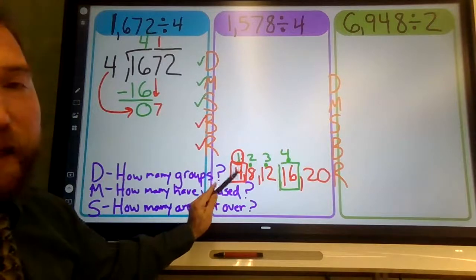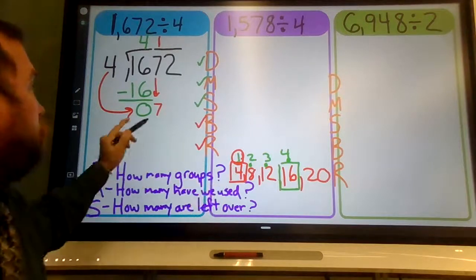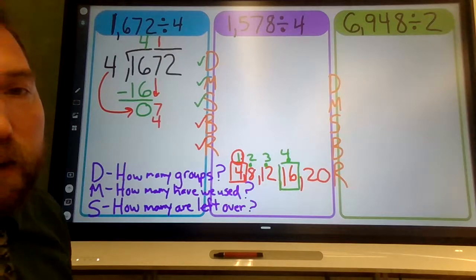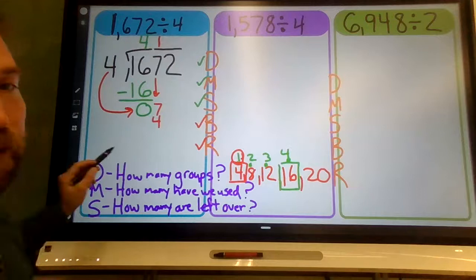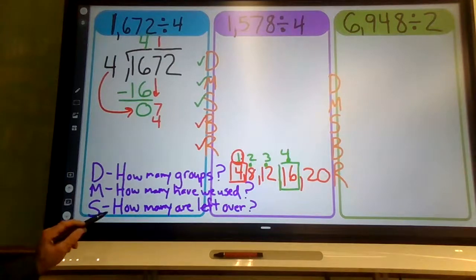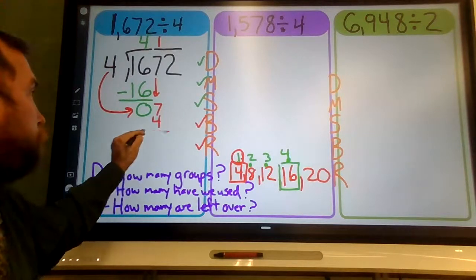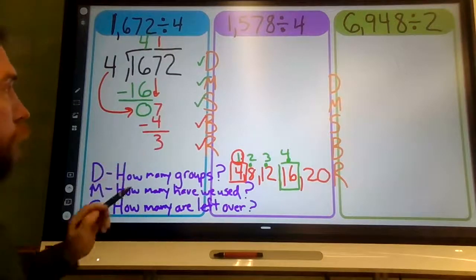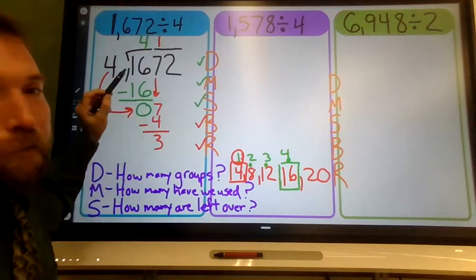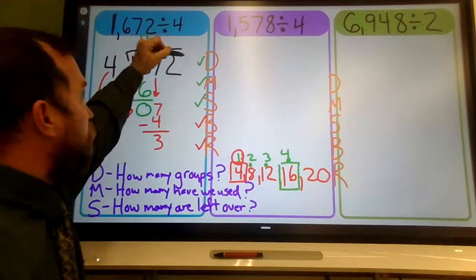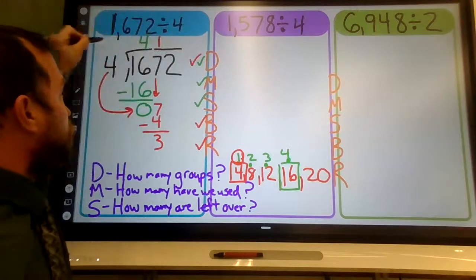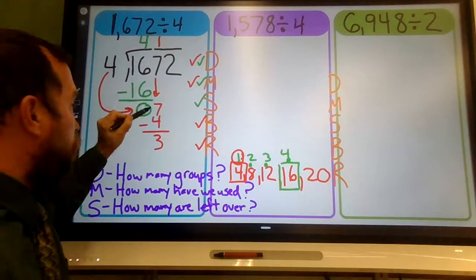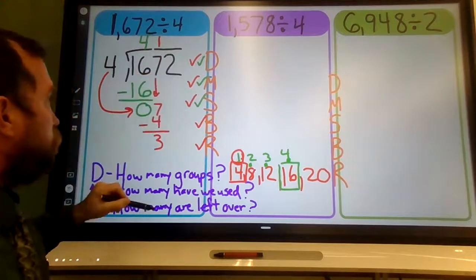How many did I use? That's the other number underneath. We used 4 of them. There was 7. We used 4. S, how many are still left over? That's the subtract. There's then 3 left over. Okay, so I'll go back through because I forgot to check these off. 4 went into 7 one time. That's the division. 1 times 4 was 4. That's the multiplication. 7 minus 4 was 3.